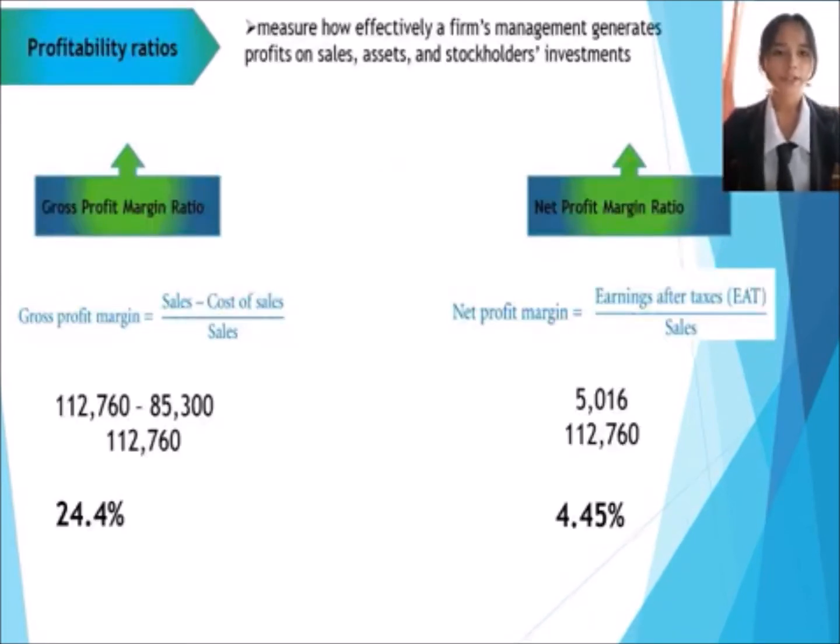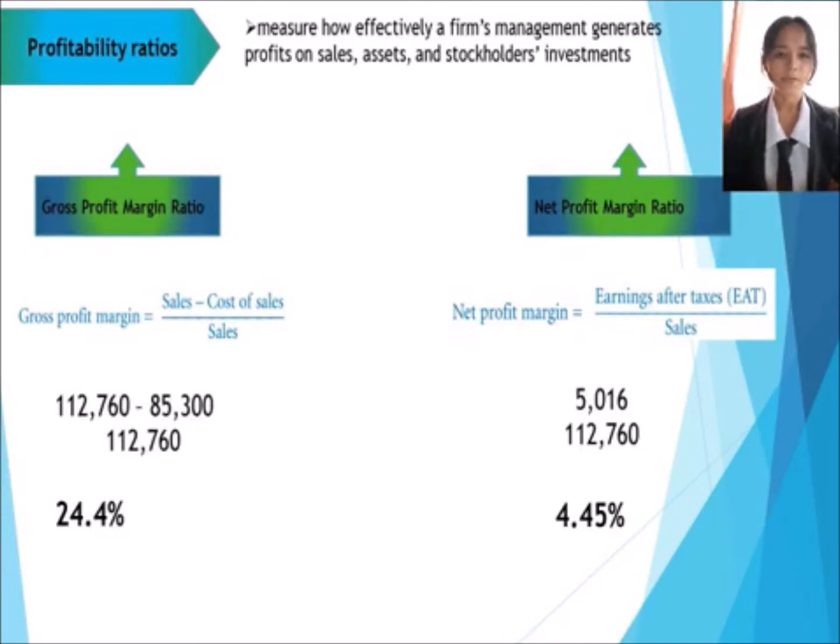So the profitability ratio measures how effectively a firm's management generates profits on sales, assets, and stockholders' investment. There are several types of profitability ratios: the gross profit margin ratio, the net profit margin, the return on investment ratio, and the return on stockholders' investment. The first one is the gross profit margin ratio, which measures the relative profitability of a firm's sales after the cost of sales has been deducted. Thus, it reveals how effectively the firm's management is making decisions regarding pricing and control of production costs.